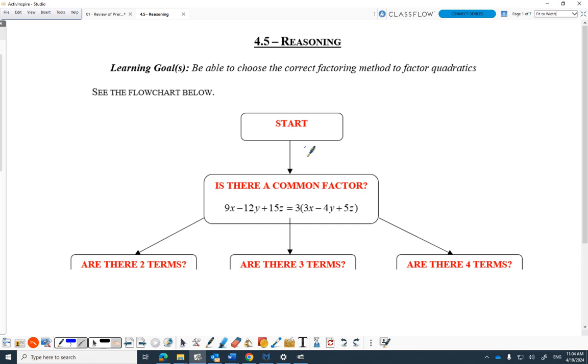Now moving forward and getting ready for the test, you have to be able to go, okay, what type of question is this? What type of factoring should I do? Here's my flow chart. This is called a flow chart. Be able to choose the correct factoring method. Here's the flow chart. Start. Is there a common factor?